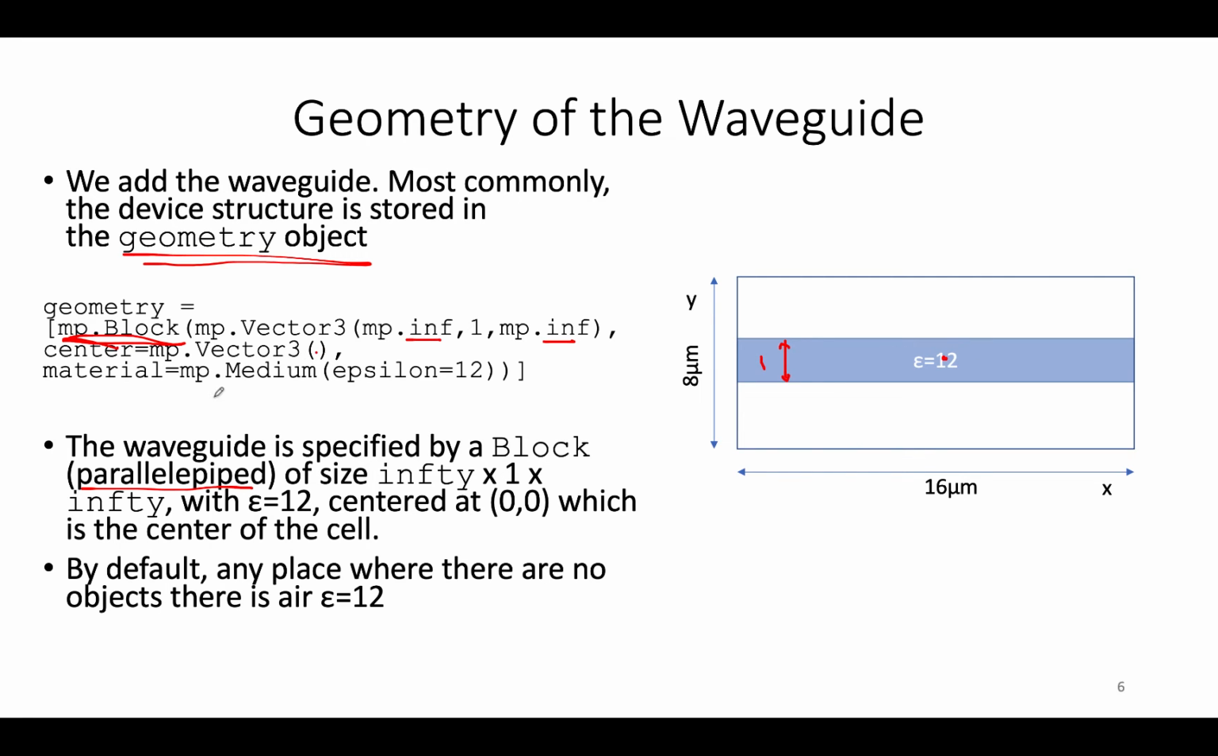And also we want to tell what is the property of the medium. So in this case, we want to set the medium properties. We want to set epsilon equal to 12. By default, epsilon is 1 in here and here, and we are going to set this special material to have epsilon equal to 12. So just to summarize, the waveguide is specified by a block with epsilon equal to 12, centered at 0, 0, which is at the center of the cell. By default, any place where there are no objects, there is air, so there is epsilon equal to 1, and in our waveguide, epsilon is going to be equal to 12.